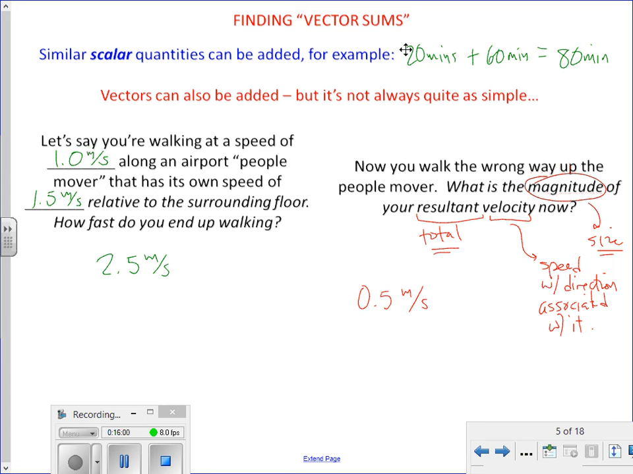So we could probably do those simple ones without thinking a whole lot. Now, the thing I should make sure I'm still saying is 2.5. How fast do you end up walking? Sure, 2.5 meters per second. Here, let's make sure we're doing this direction part. So we're still 0.5 meters per second in the direction of the people mover.